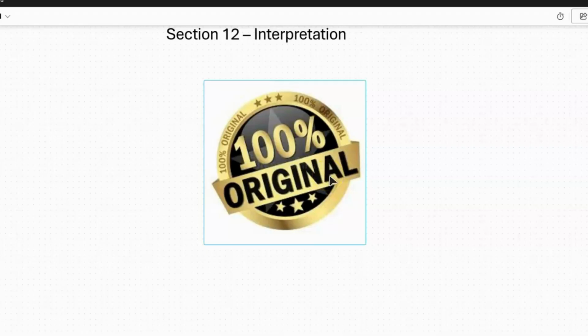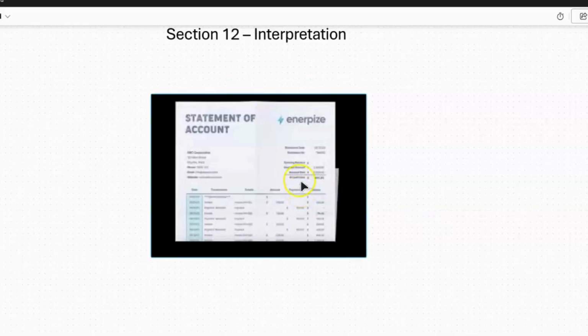What are the examples? Original CCTV footage, original voice recordings, original computer printouts, certified transcripts of an audio recording, an official translation of a document. The next word is statement.